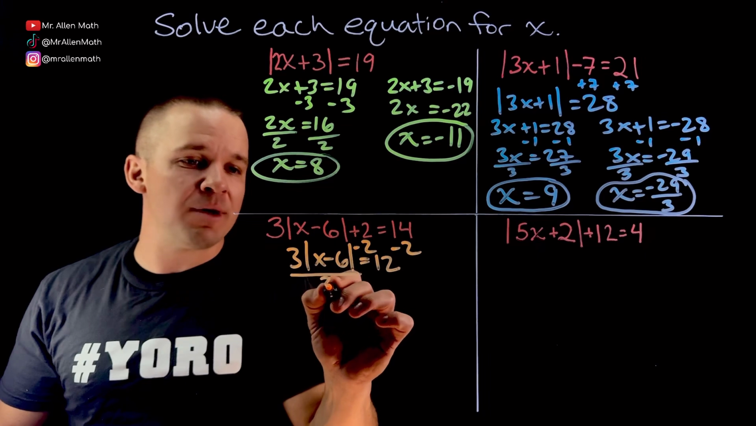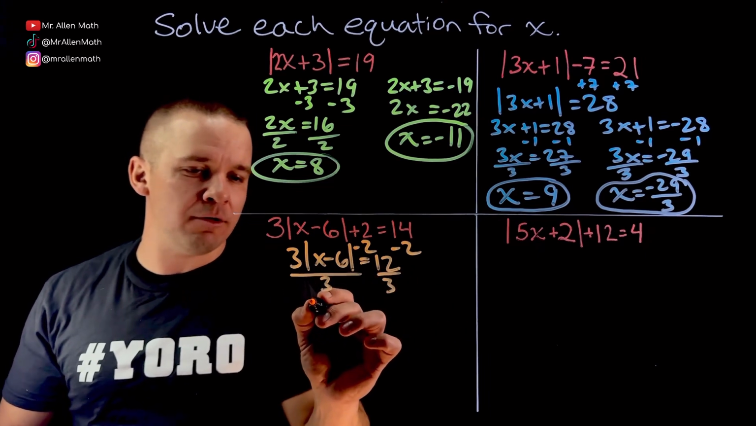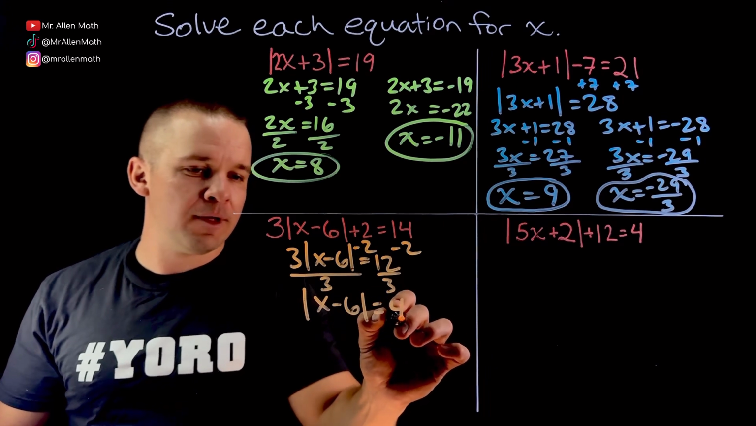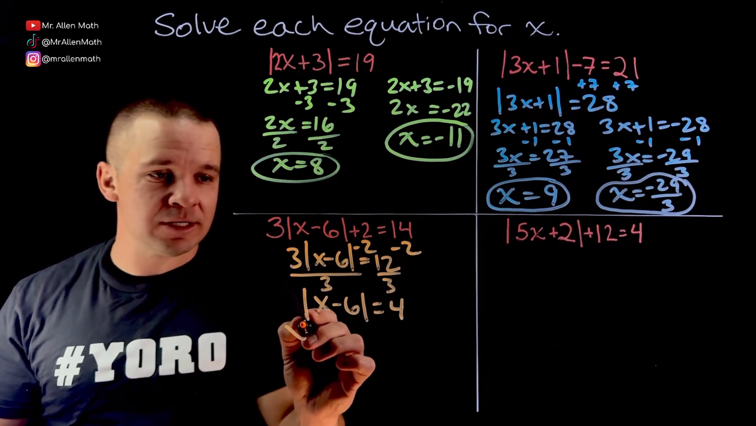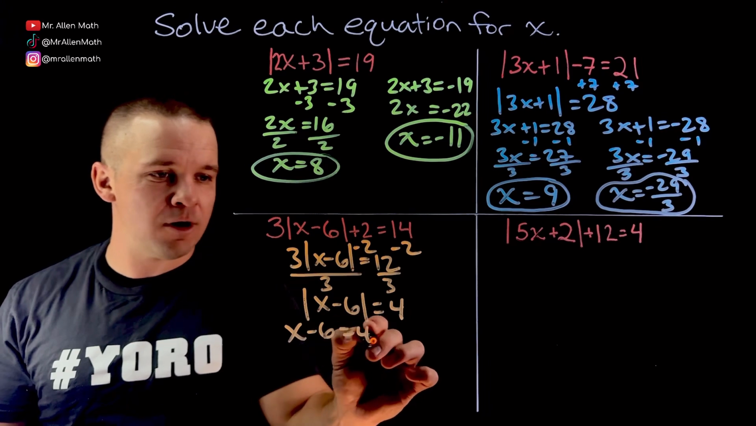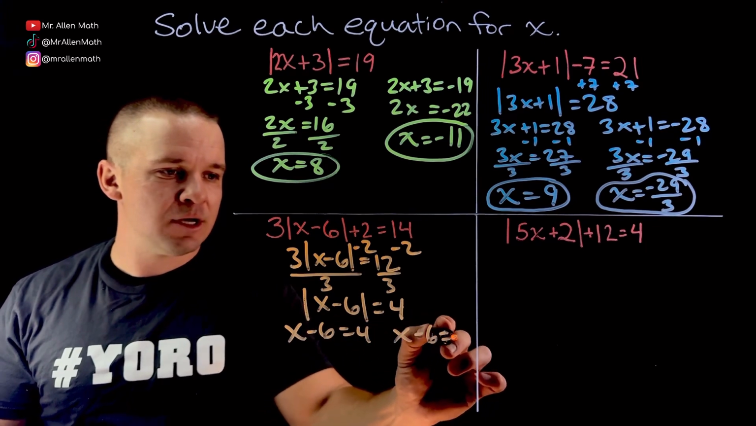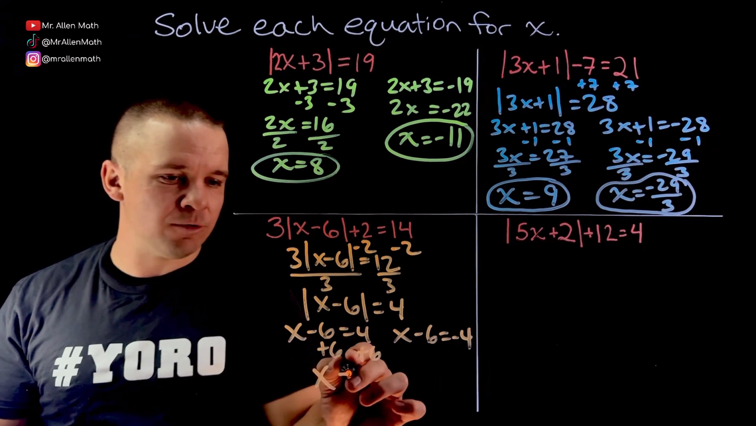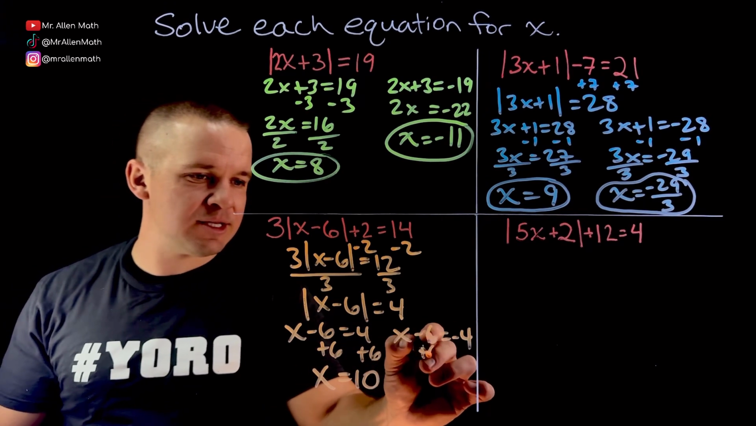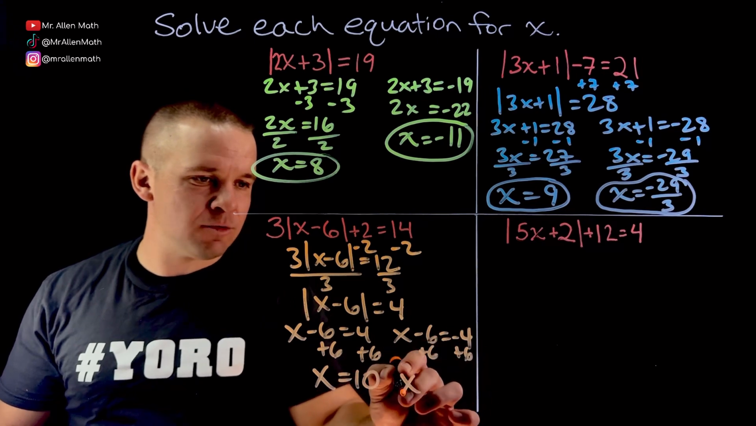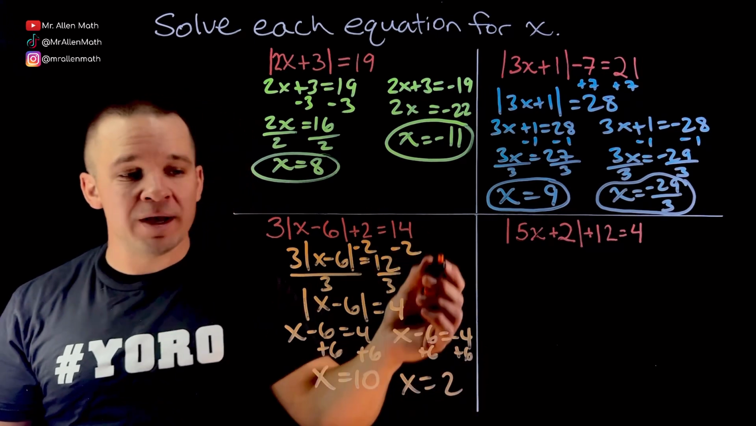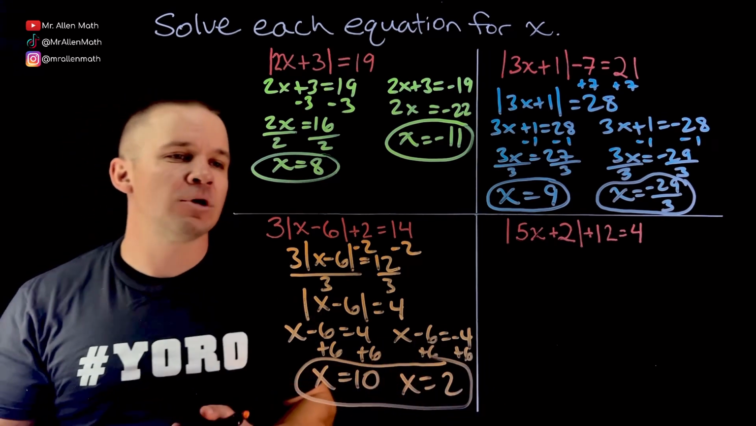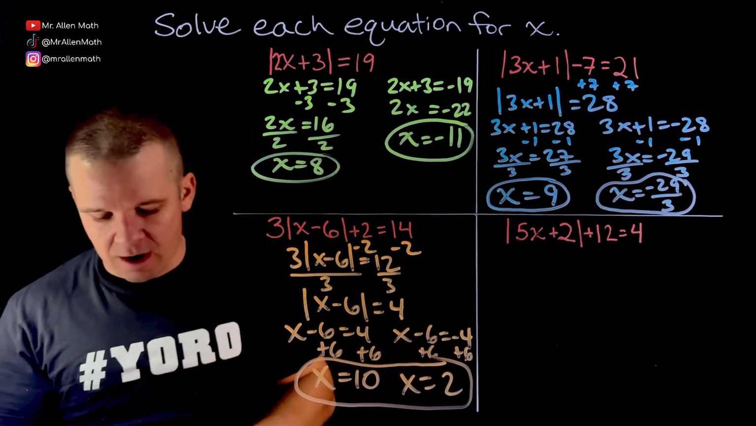Then I'm going to divide by 3 to get my absolute value alone. And now I have the absolute value of x minus 6 is equal to 4. With the absolute value alone, I can break this into x minus 6 equals 4 and x minus 6 equals negative 4. Then I'm going to add 6, and I get x equals 10. Over here I'm going to add 6, and I get x equals 2. Plug them in. They will both work here. Dope. Awesome and fantastic.